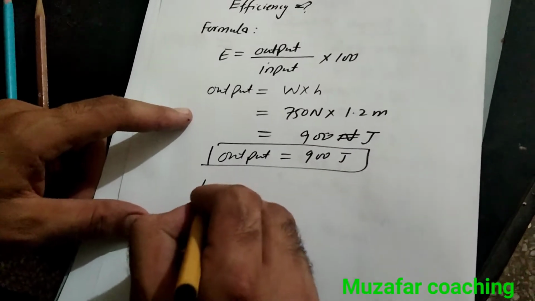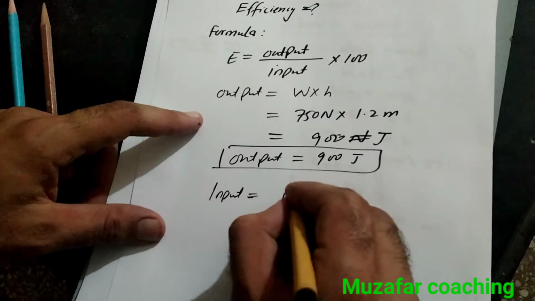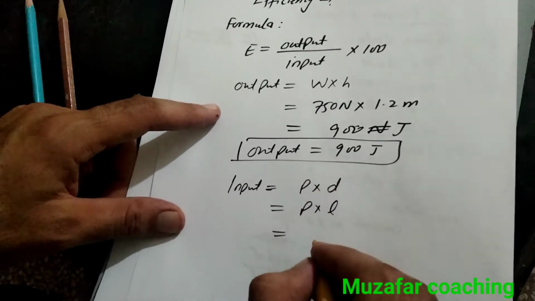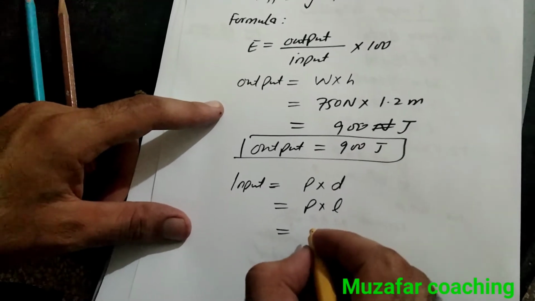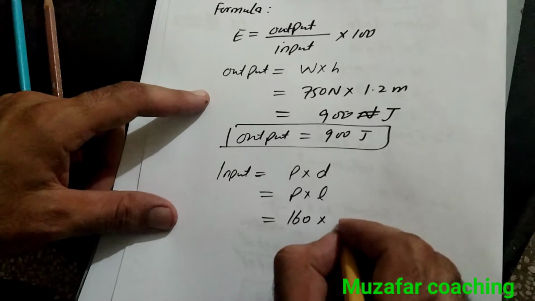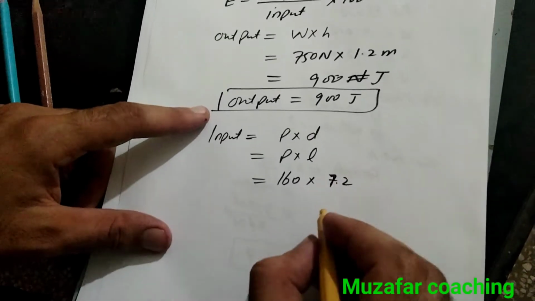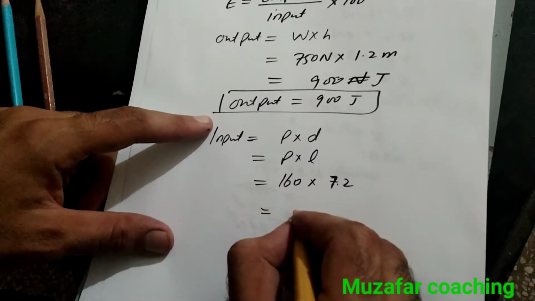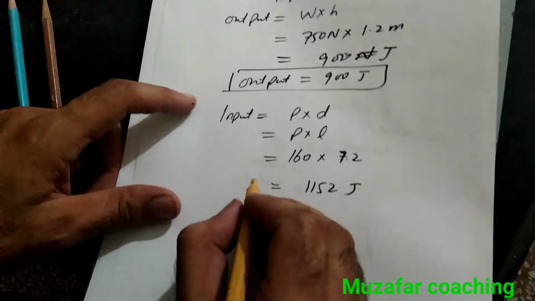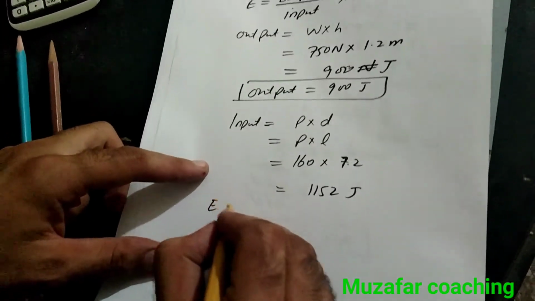Now we will be doing it for input. To find input, we have the formula P multiplied by D or P multiplied by L. P is effort. The effort is 160 multiplied by 7.2. After multiplying these two numbers, we get the answer, that is 1152 joule. So this is input.